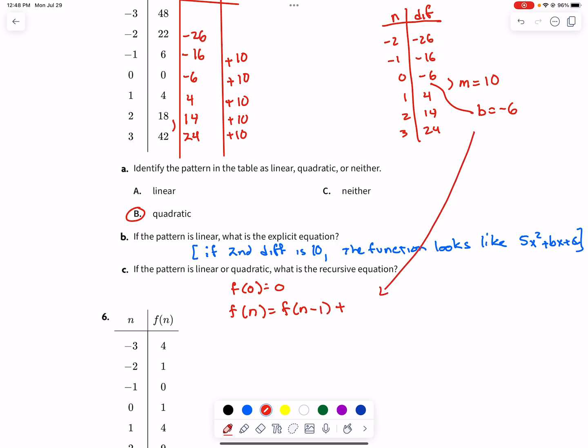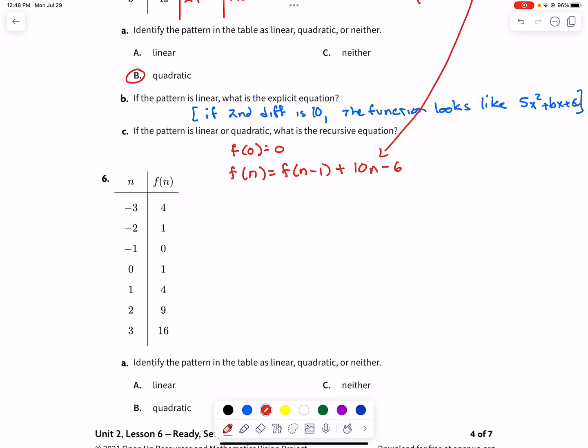Looks like we've got 10n minus 6 for our rate of change function. Okay, let's try it again. Four to 9 is 5, 1 to 4 is 3. Oh, I'm gonna just assume it keeps counting down by odd numbers. Once in a while I check just to make sure, and we're adding 2 each time, so this will be a standard quadratic.